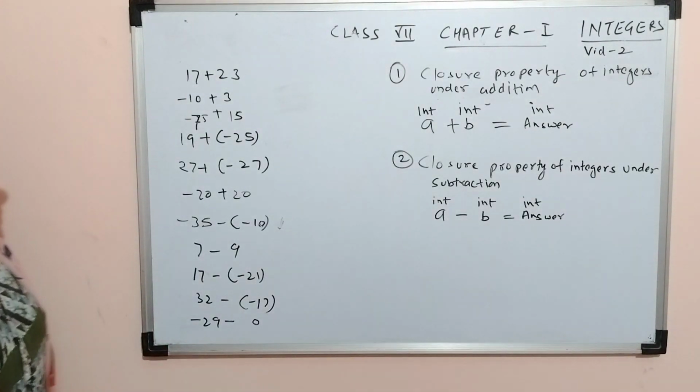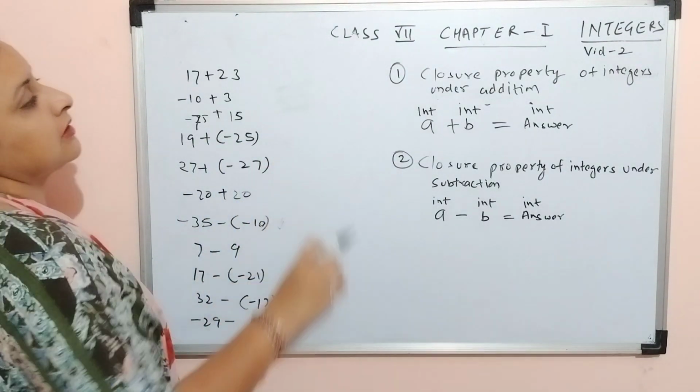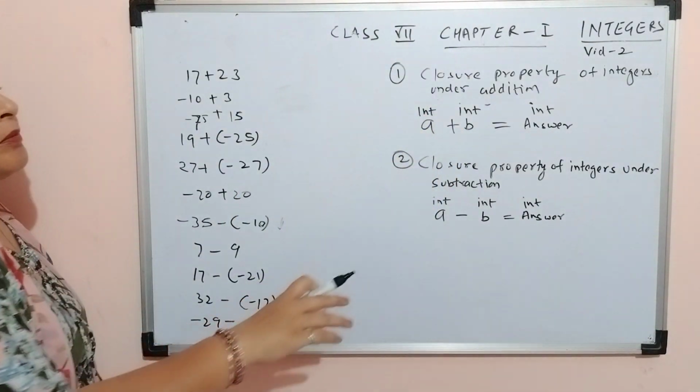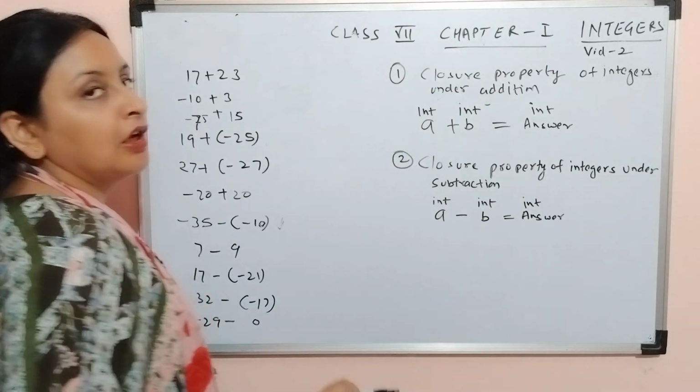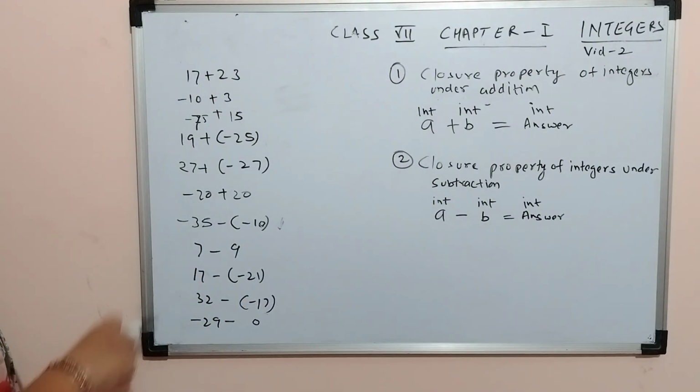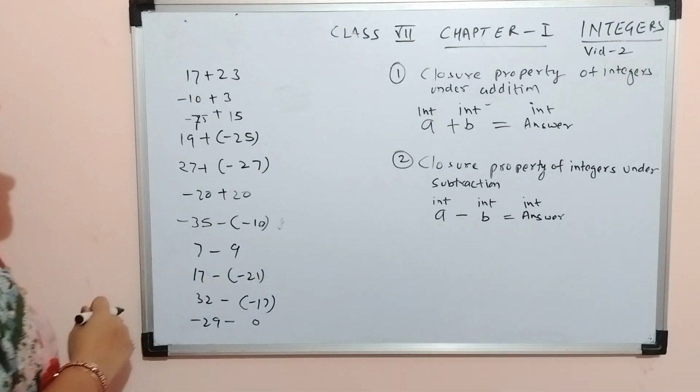Students, in the last class we discussed integers. Now we are discussing the closure property under addition and the closure property of integers under subtraction. So let us first calculate the addition. Here we have two integers and both the integers are positive.